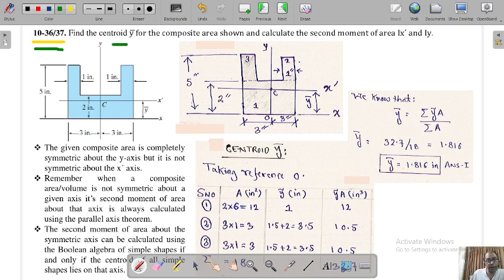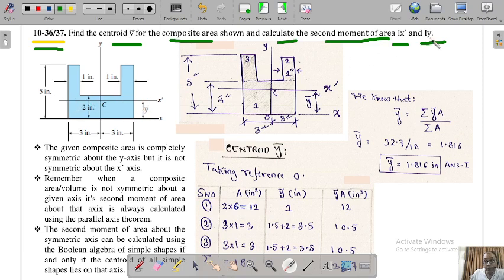Find the centroid y bar of the composite area shown and calculate the second moment of area. You need to calculate it about Ix dash and Iy. What is he trying to say here? About which axis? This is the axis he's telling you: the second moment of area of the entire composite area, Ix dash, about this axis.